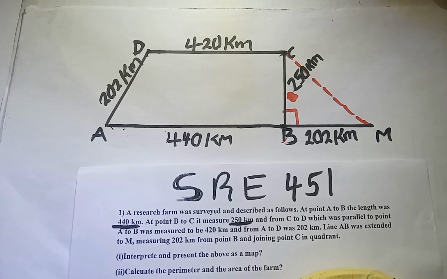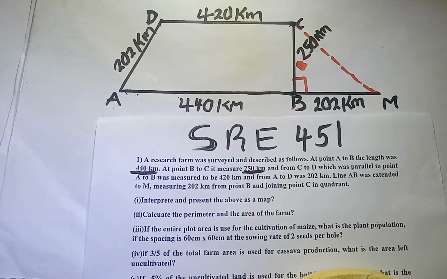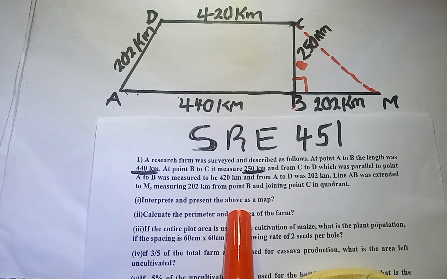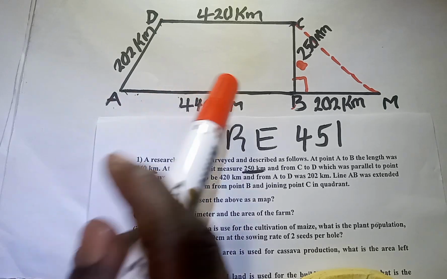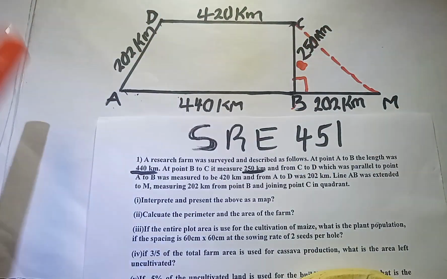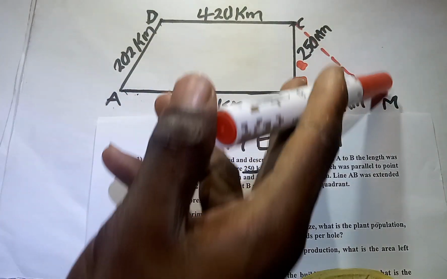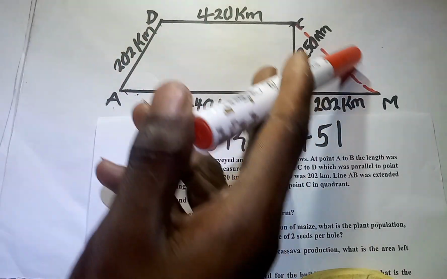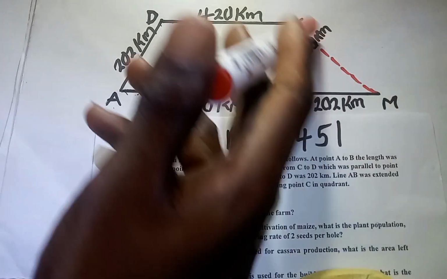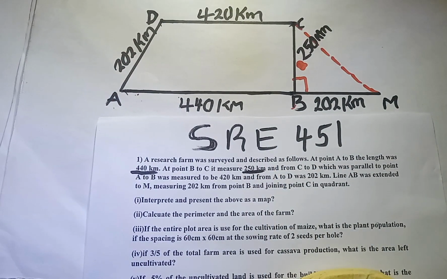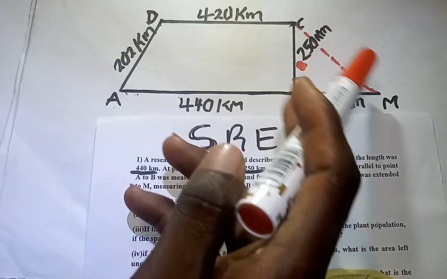Now let's proceed to the second question. The second question says we should calculate the perimeter and the area of the farm. If you want to calculate the perimeter of the farm, you cannot get it without getting the line CM, because the perimeter of a shape tells us the total distance. This line plus this plus this plus this. So if you want to find the perimeter, we have to calculate line CM.